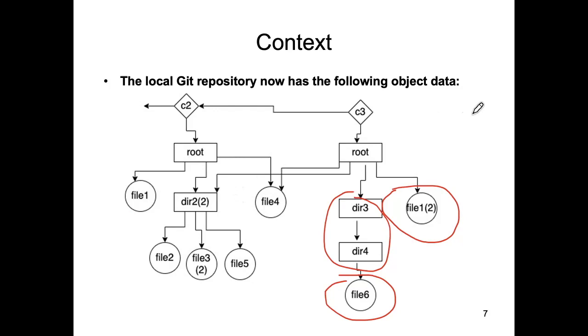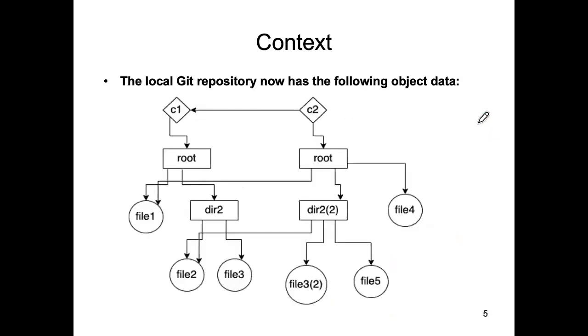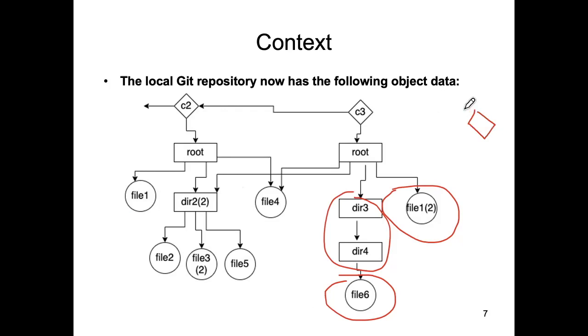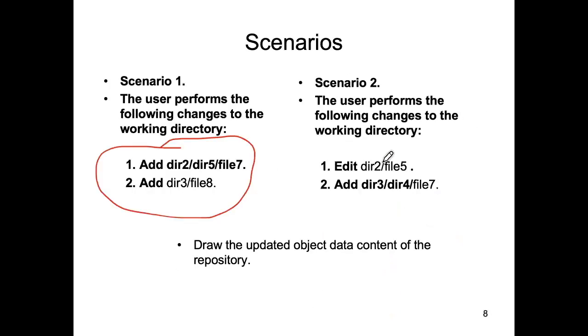So what I'm challenging you to do is start off here with a new commit object called C4. Yeah, this is going to be C4. And see if you can complete the drawing based on this set of changes that were made in the working directory and staged and committed? So I'm going to set that as an exercise for you right now.